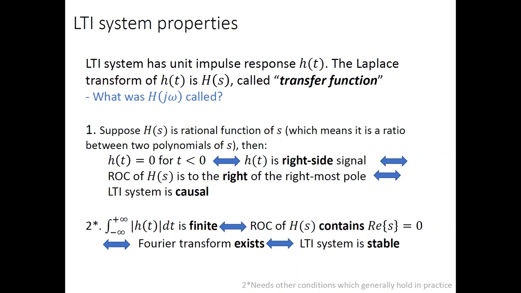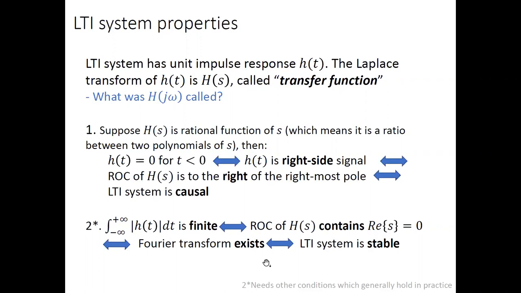So here we learned an alternative method to judge whether an LTI system is causal from its transfer function capital H of s. Previously, we could judge the causality property using the input-output relationship, the relationship between y of t and x of t, or using the unit impulse response small h of t. And in this chapter we learned a third method using the structure of capital H of s. If you have a question about what the rightmost pole is, it will be clear when we look at an example later.